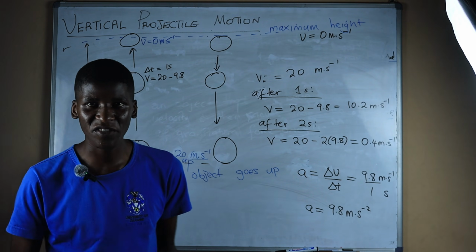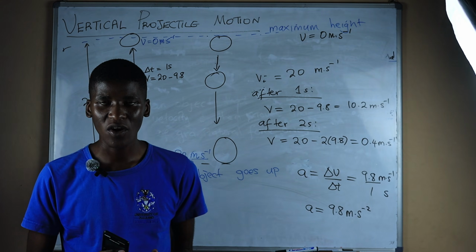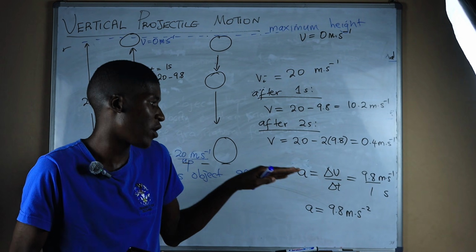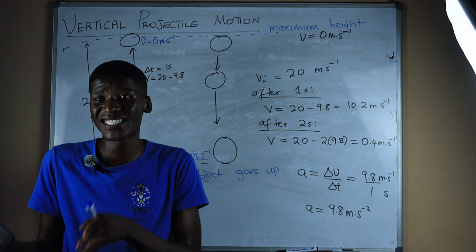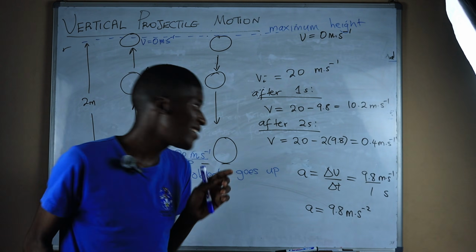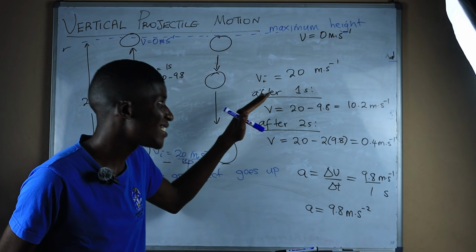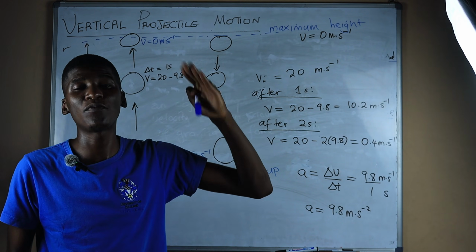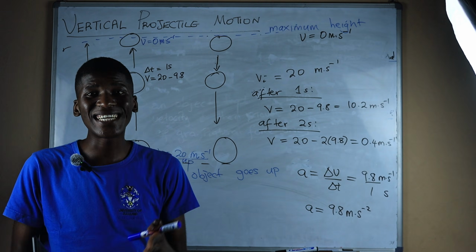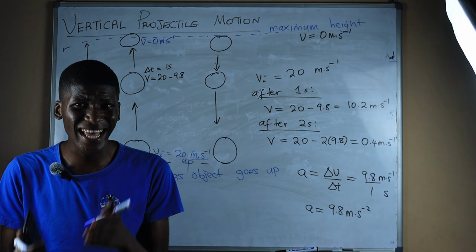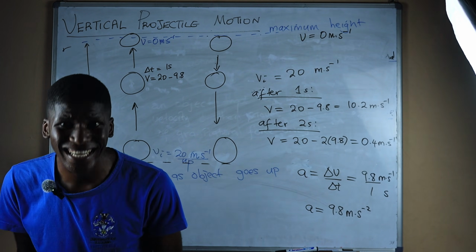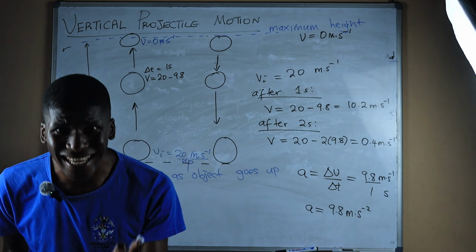That is the acceleration of a projectile. Okay, or that's the acceleration of an object experiencing gravitational force only. So basically, we say that our velocity is going to decrease as the object is going up. It's going to decrease by 9.8 meters per second each and every second.